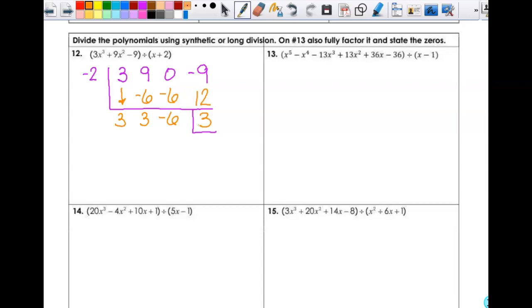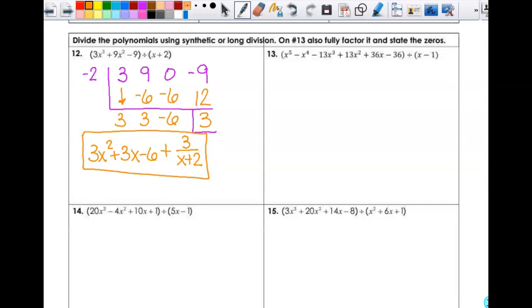So then when I go to write my equation, because all it asked me to do here was divide, except on number 13, which we're not at yet. So all it asked me to do was divide, so I just need my answer. There are 3 terms, so that means this is 3x^2 + 3x - 6 plus, because I always add my remainder, 3 over x + 2.